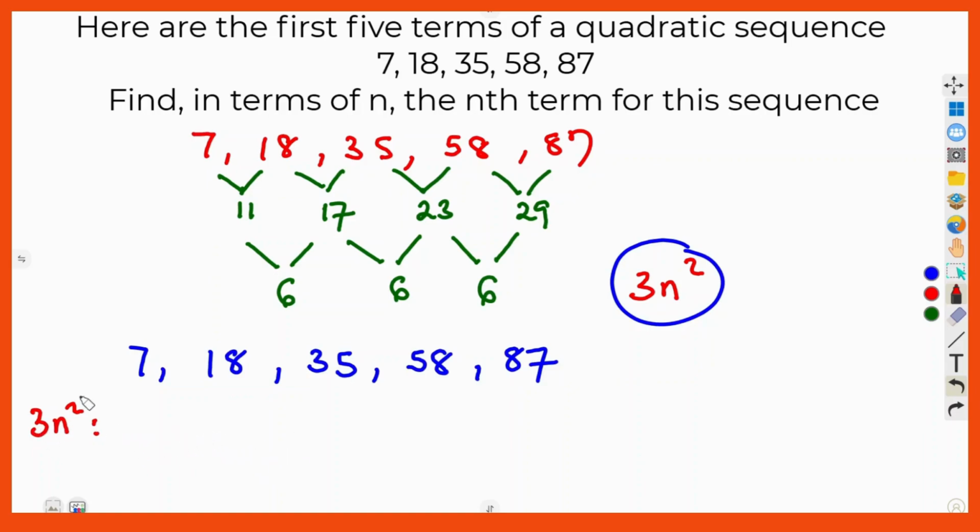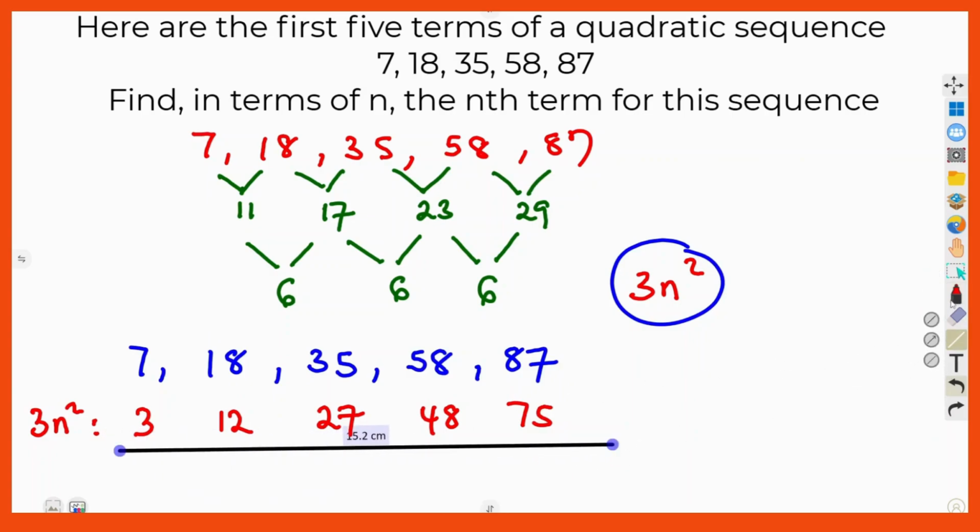The first term is 1 squared is 1, times 3, that's 3. The second term is 4, 4 times 3 is 12. The third term is 3 squared is 9, and 9 times 3 is 27. And the fourth term is 4 squared, 16, and 16 times 3 is 48. And the fifth term is 25 times 3, you get 75.